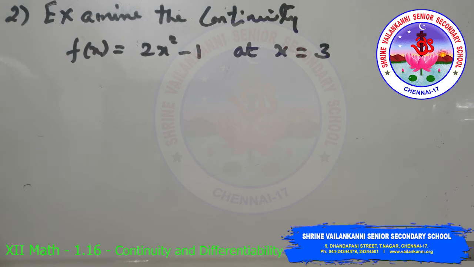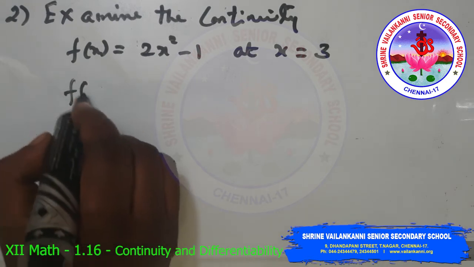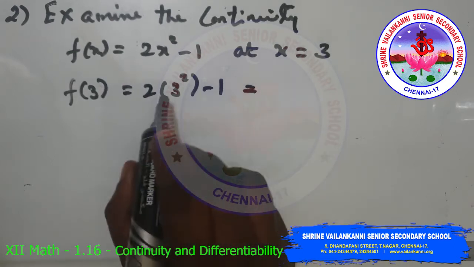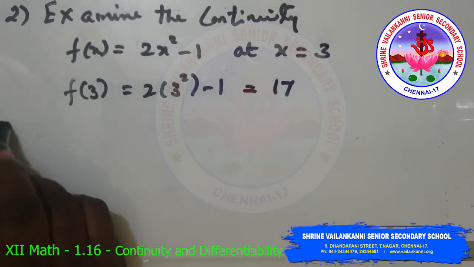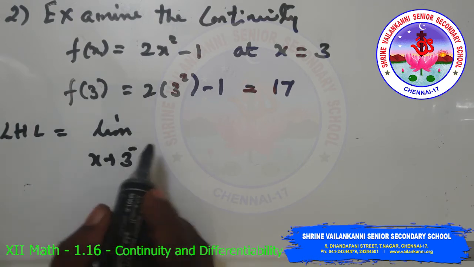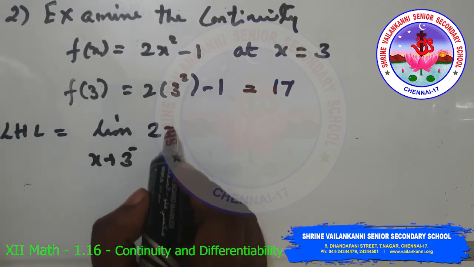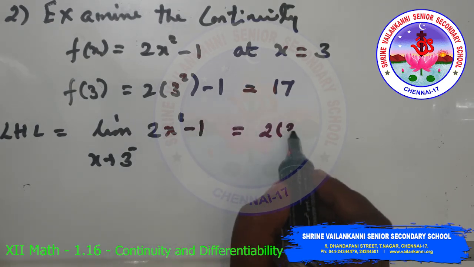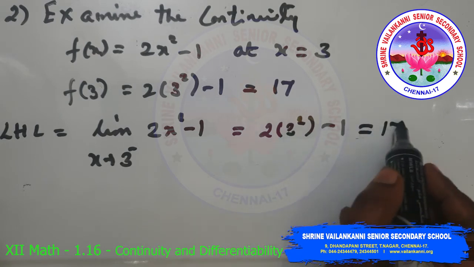Second question, examine the continuity of the function f of x equal to 2x square minus 1 at x equal to 3. So in a similar way, given function f of x equal to 2x square minus 1 at x equal to 3, then f of 3 is 2 into 3 square minus 1. So 18 minus 1, which is 17. Then the left hand limit, x tends to 3 minus f of x. f of x is 2x square minus 1, which is again 2 into 3 square minus 1, which is 17.